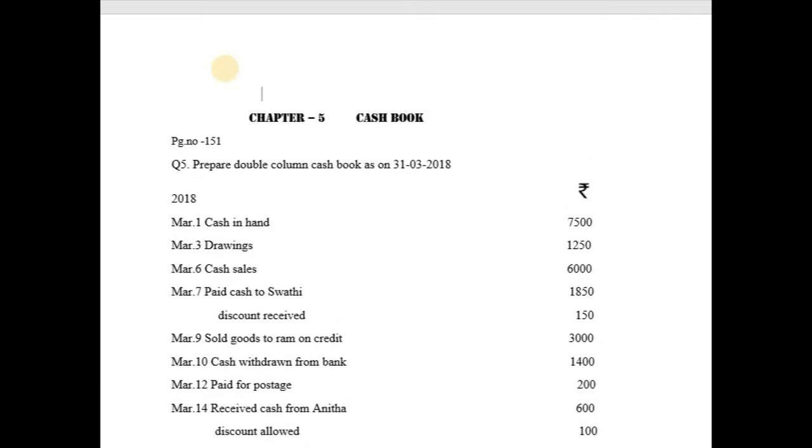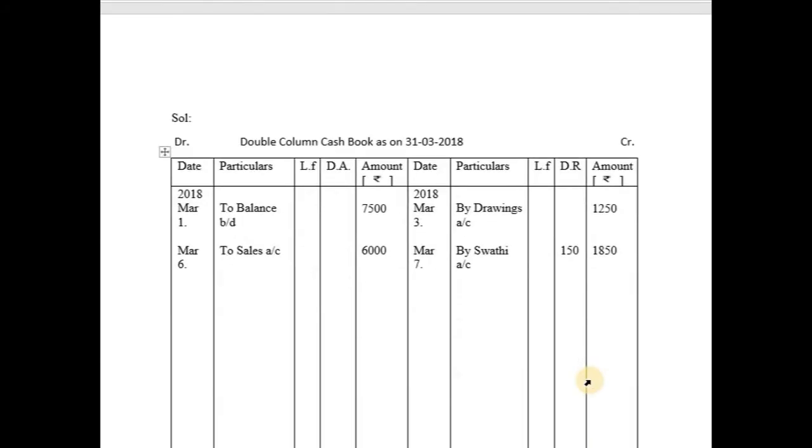After this transaction on March 9, we have another transaction on March 10. Cash withdrawn from bank 1400 rupees. So when you are withdrawing cash from bank, cash is coming into the business. तो business में पैसा आ रहा, कहाँ से आ रहा? बैंक से आ रहा. So it will be recorded on debit side. March 10 to bank account 1400 will be recorded on debit side. So here the date will be taken as March 10.